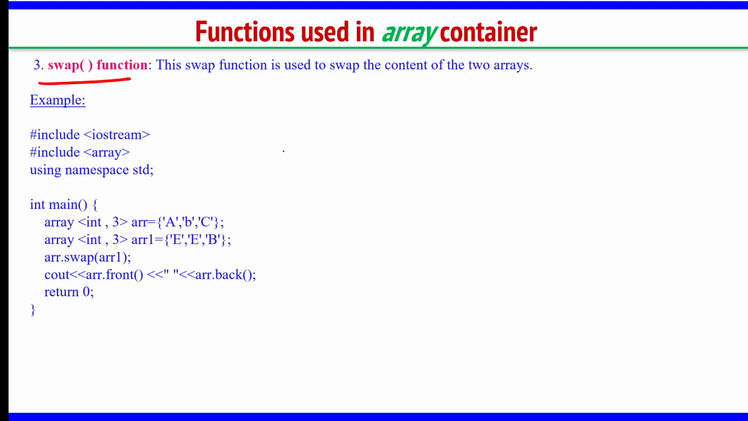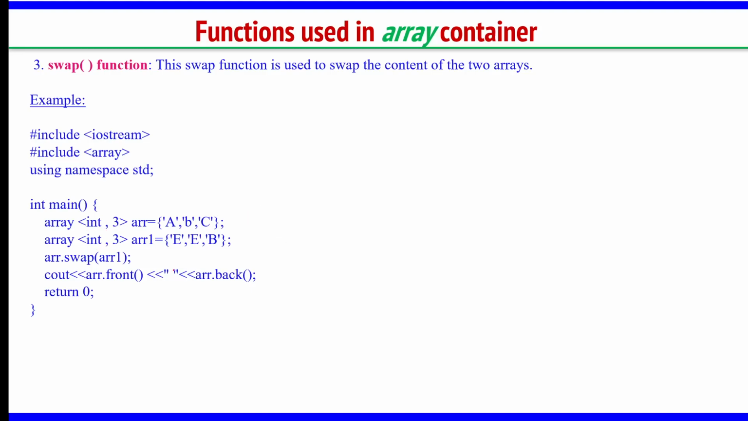In normal declaration of arrays without this array class, implementing all those operations is challenging, but here it is very easy because it is given with the help of the functions. So, swap function is used to swap the content of 2 arrays. See here, I am having array int 3 arr ABC, and the same array int 3 arr1 EEB. Though I have given integer, please be cautious here. I am giving it as integer, but I am assigning the character values here. So, ASCII values are stored in those arrays.